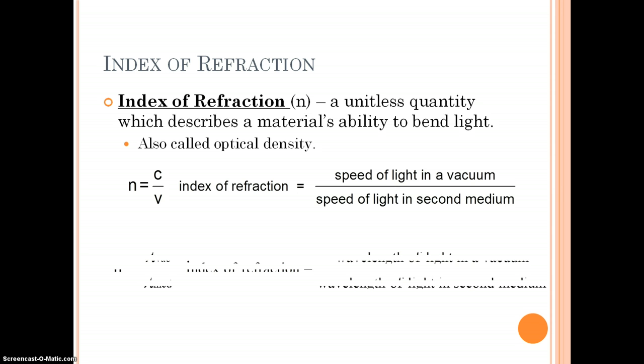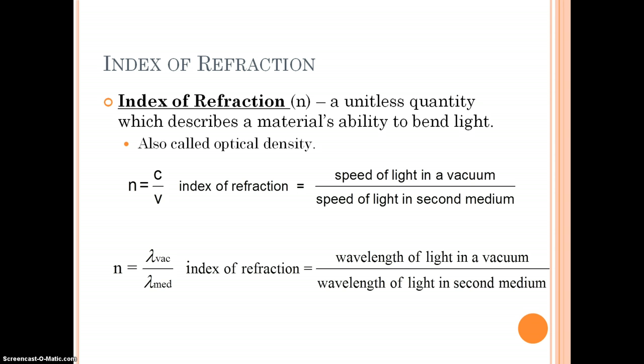Another way that you can look at it is because when you're talking about light changing mediums, the frequency of that light is the same. That means that the wavelength and the speed of the wave are actually going to be directly proportional. So if you want to, you can look at the index of refraction as a ratio between the wavelengths in a vacuum and the second medium, and you'll get the same number as you would in the first equation. However, 9 times out of 10, it's the first equation that you'll be dealing with, but I want you to be aware that you may occasionally see that second equation.